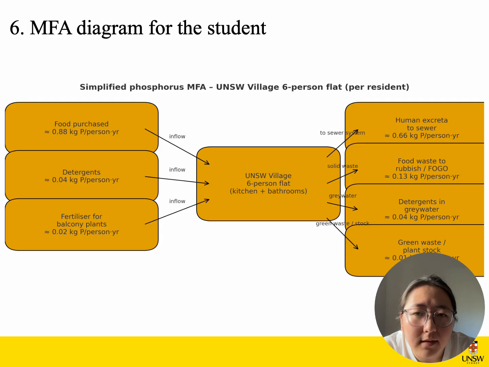Now we'll look at the MFA diagram. You can read the labels while I explain the picture. On the left, we have inputs. In the center, we have the student living in the flat and using the products in daily life. And on the right, we can see the outputs. This diagram shows that most P enters as food and leaves as excreta and food waste. Only a very small amount is stored for longer in plants or in the body.